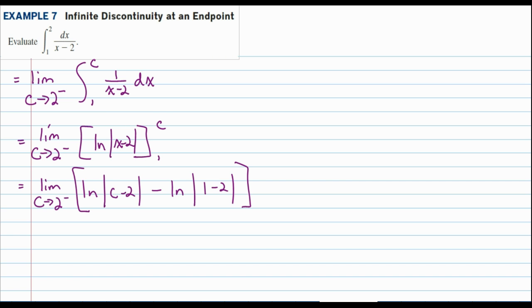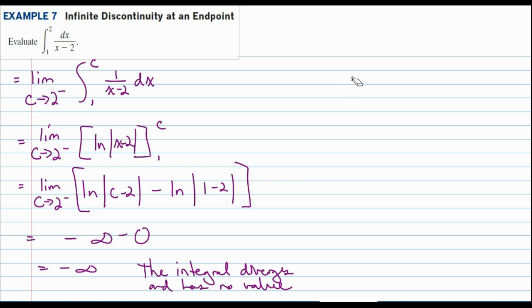Fundamental theorem of calculus part 2: plug in c, subtract, plug in 1. And then I get negative infinity, because the natural log of values that are smaller than 2, subtract 2, so these values are going to get really, really tiny. That's going to go to negative infinity. And then minus the natural log of 1, which is 0. So that's going to be negative infinity, which doesn't conclude anything except for the fact that this integral diverges and has no value. So it does not converge. We cannot find the area under this curve.